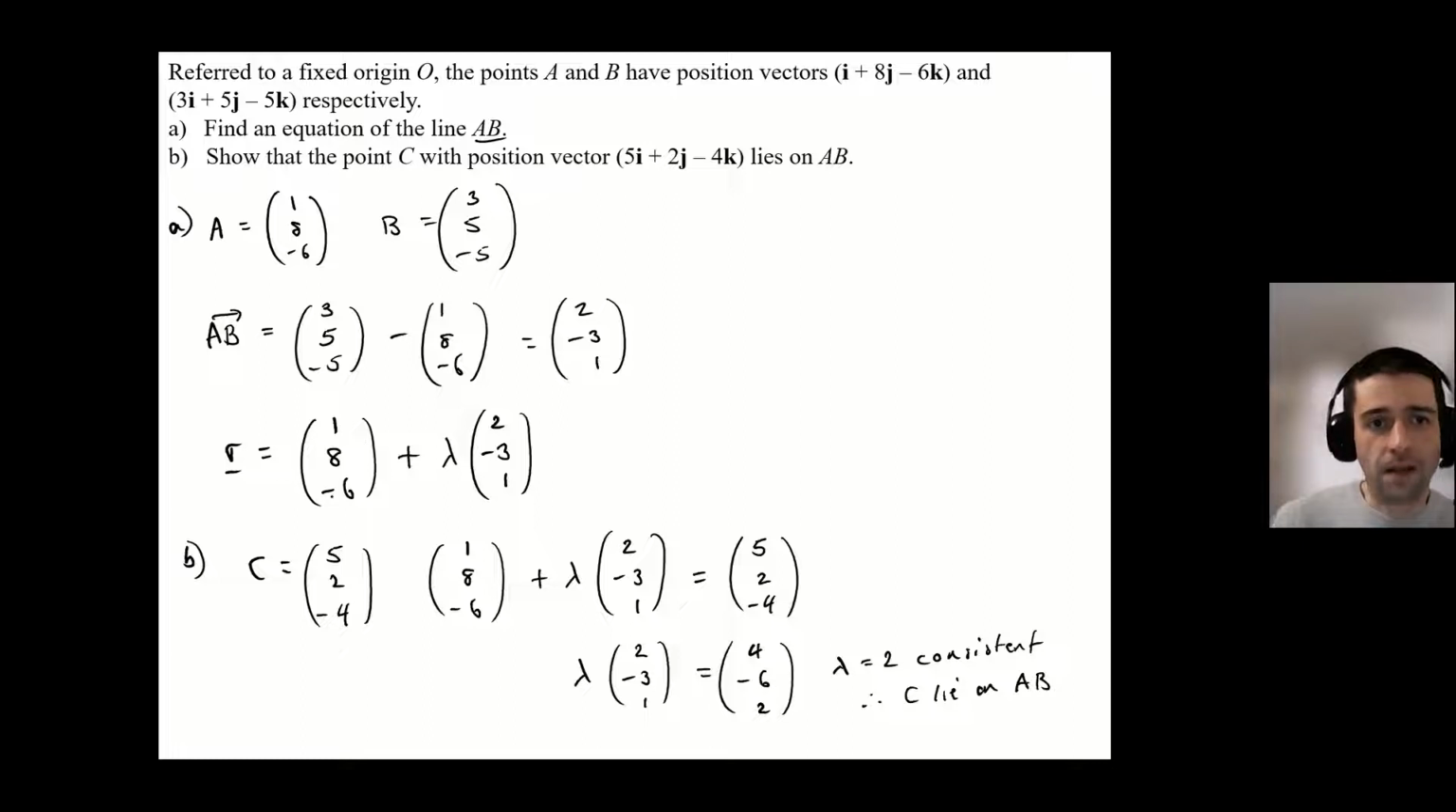Now, if in part A I'd used the point B instead of the point A, this would still have worked. I would just have got a different value of lambda. So it doesn't matter which of those 2 points you use initially.